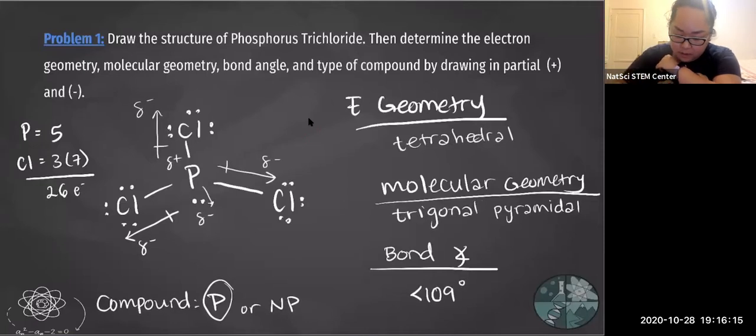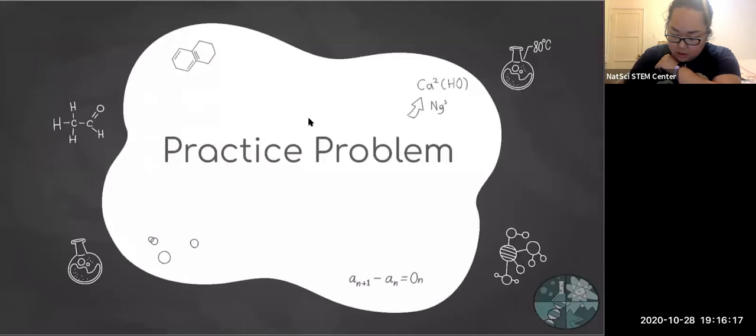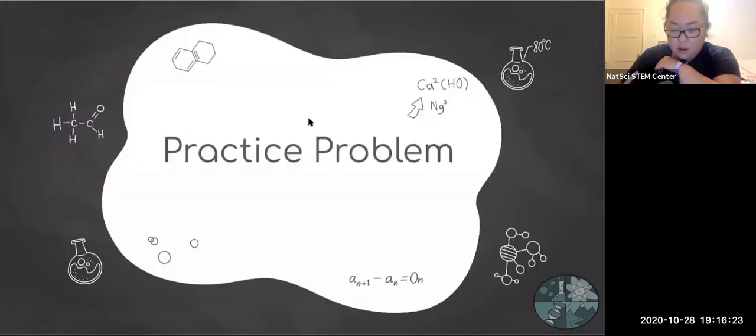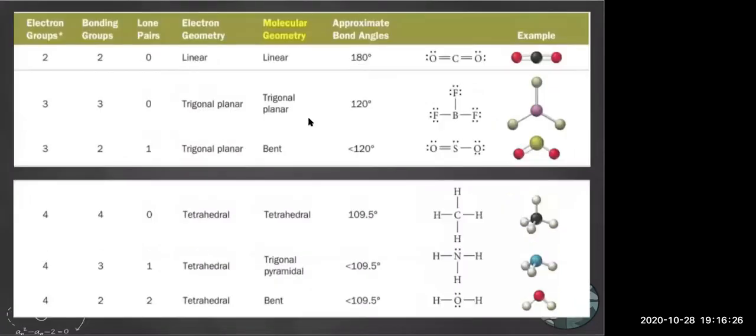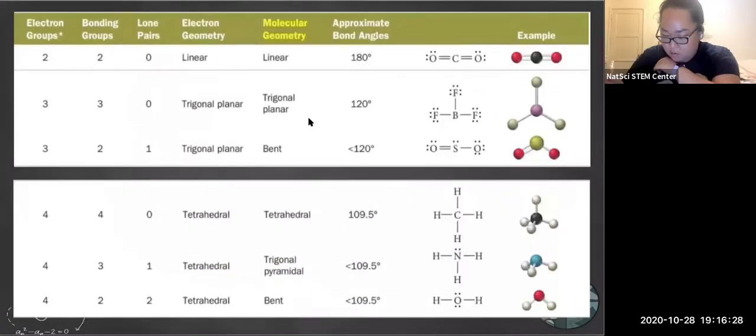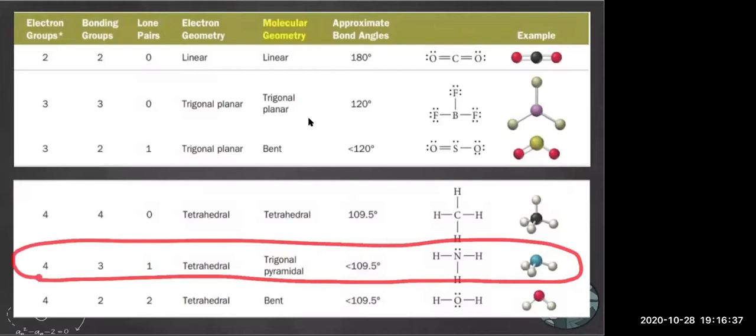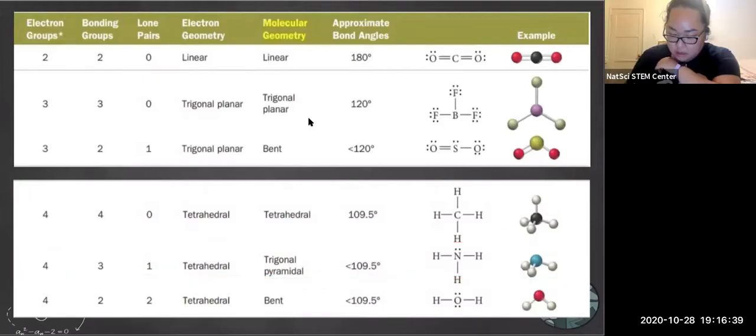So first, if we refer to the previous table, we have 3 bonds plus a lone pair, right? If you go to the table, the only one with 3 bonds and a lone pair is this row right here. Pyramidal. So it's tetrahedral in electron geometry. It's trigonal planar, I mean trigonal pyramidal for the molecular, and the angles are less than 109.5.